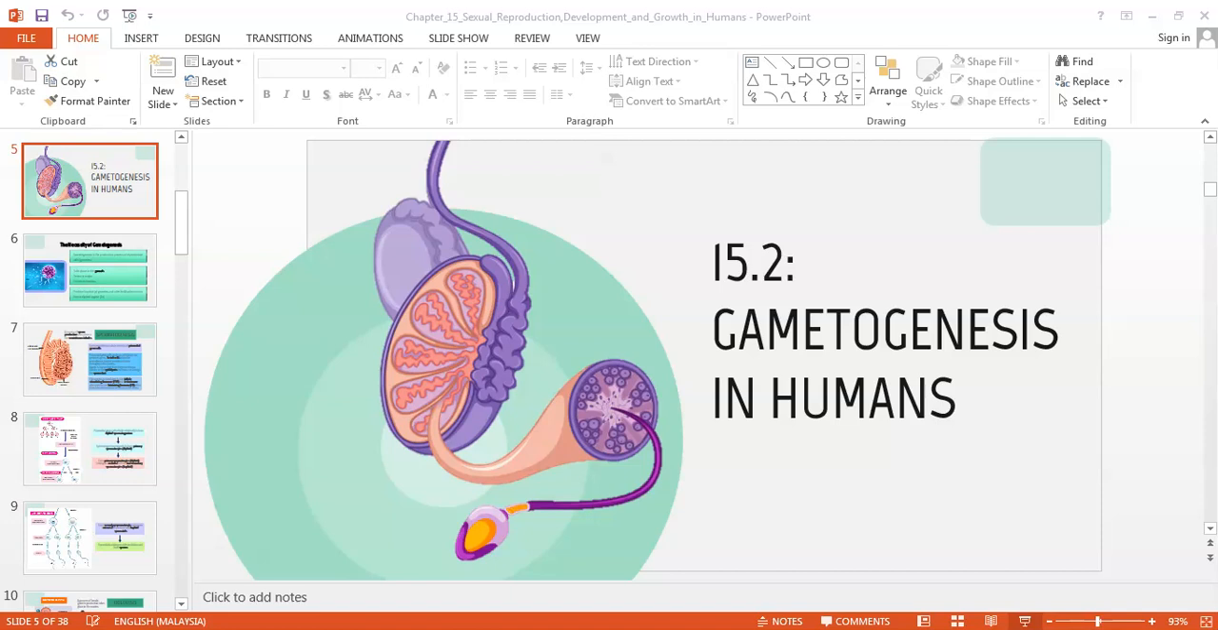Dan secondary oocyte is a large cell. Secondary oocyte ni adalah sel yang paling besar sekali, that is surrounded by a gel-like substance and follicular cells. The secondary oocyte and follicular cell will form the Graafian follicle. Jadi maksudnya satu ni secondary oocyte yang berada di tengah-tengah dan follicular cells akan menghasilkan Graafian follicle.